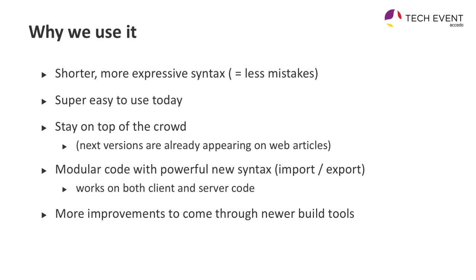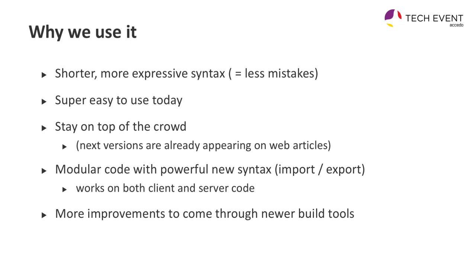You may wonder why we use it. And the first reason is that it's really shorter code to write and much more expressive. So it makes your code easier to type. You have less chance of making any mistake. And it makes code reviews faster as well. It's really easy to use today thanks to tools like Babel, so there's no good reason not to use it, really.